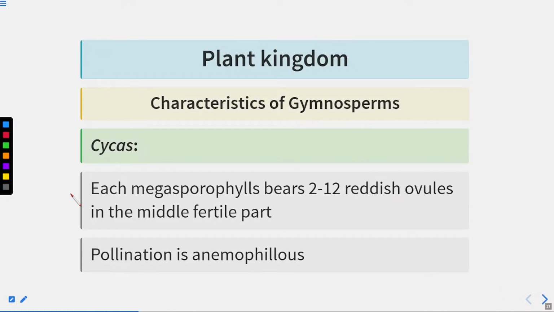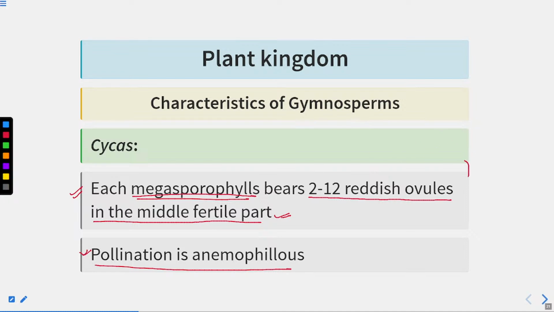Okay, so let us talk about the megasporophylls. Megasporophylls means they are present in the female cone. They bear 2 to 12 reddish ovules in the middle fertile part, and the pollination is anemophilous. So their ovule structure, if we draw it, it is like this, right? And these round ovule structures are present. These are the ovules, and these are called megasporophylls.